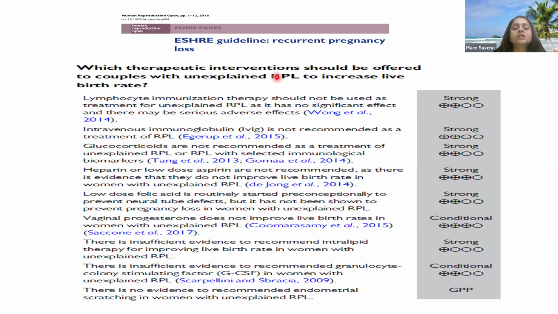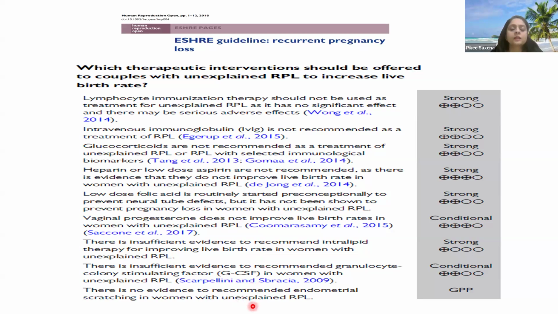The therapeutic interventions which are recommended for unexplained infertility. So they say LIT therapy should not be used, IVIG should not be used, glucocorticoid should not be used, heparin and even low dose aspirin should not be used. They give a strong recommendation of starting folic acid in the periconceptional period. Vaginal progestogen is conditionally okay for treating unexplained RPL. Insufficient data, so intralipid therapy is not to be given.